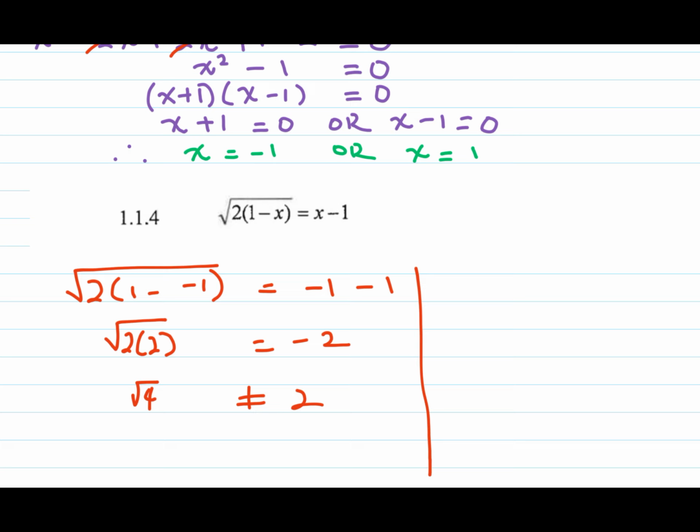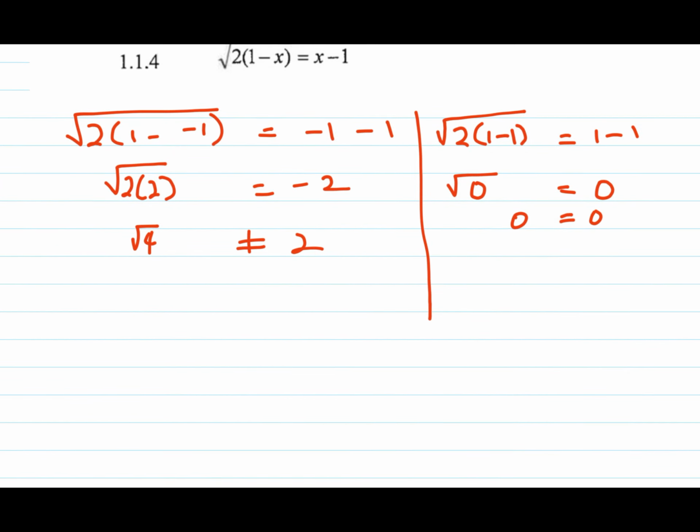Let's try the 1. So we again will have the square root of 2 times 1 minus 1 is equal to 1 minus 1. We have the square root of 0 being equal to 0, 0 equal to 0. So positive 1 will be a solution.